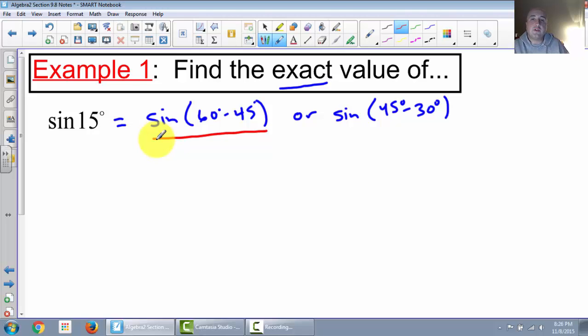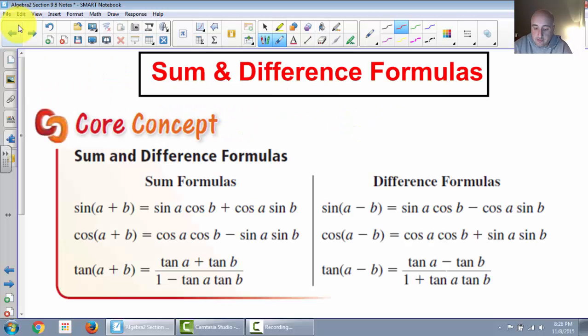Okay, so let's see what we get here. We are going to do 60 minus 45. And what we need to do here is refer back to our sum and difference formulas in order to come up with which one we're going to use. So it's 60 minus 45, and we're doing sine, so we're going to use this formula here.